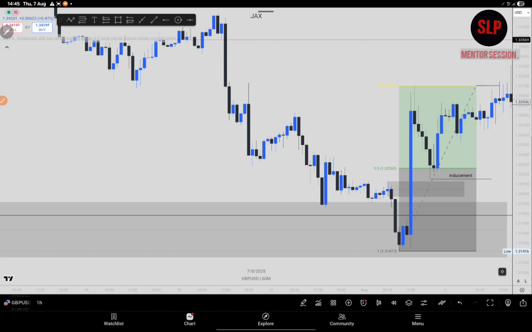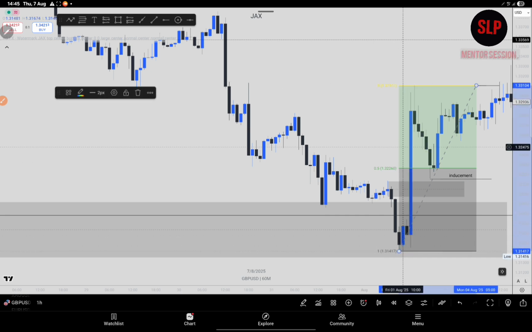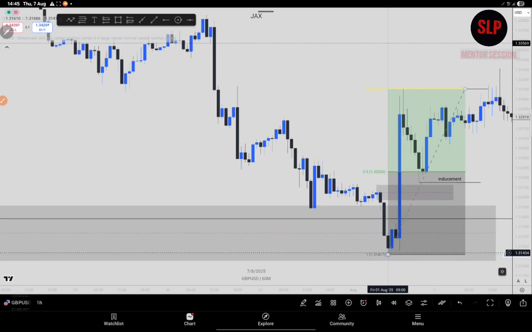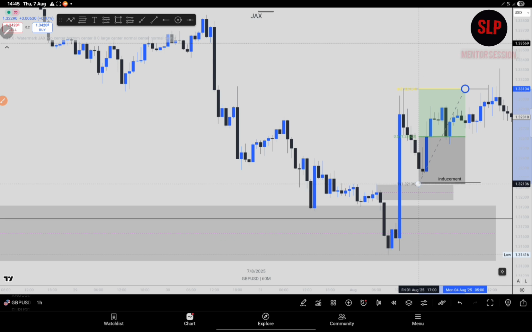This makes the inducement valid. And for extra confirmation, we can see that the inducement did not tap into our point of interest. So our point of interest is still valid. Now, what we call this range is the structural range. This is the structural range. After the break of structure to the upside, we have what I call the new range or recent range.